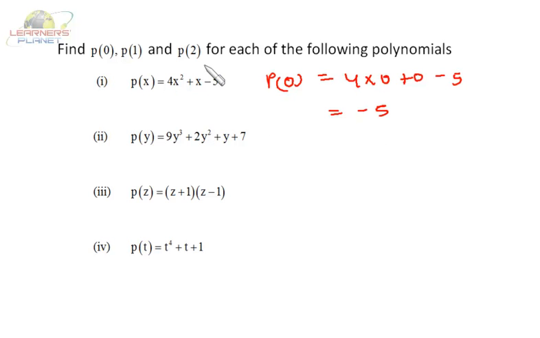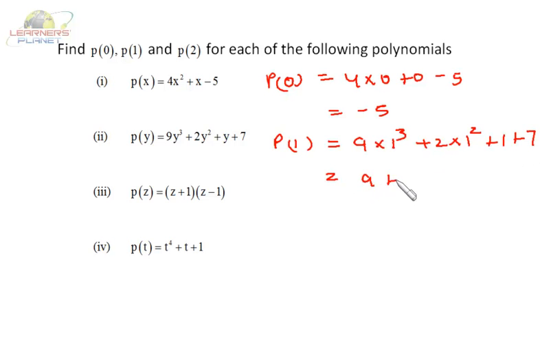P1 and P2 you can calculate on your own. I just calculate P1 for this expression. It's P1, that means I am putting y as 1. So it's 9 into 1 cube plus 2 into 1 square plus 1 plus 7. So it's 9 plus 2 plus 1 plus 7. 9 plus 2, 11, 11 plus 1, 12, 12 plus 7, 19.